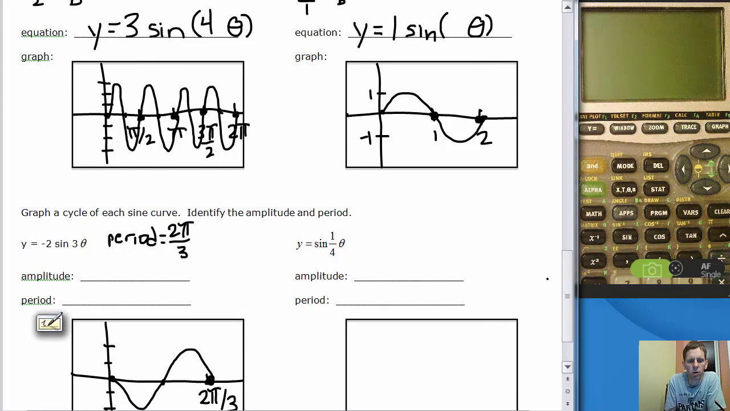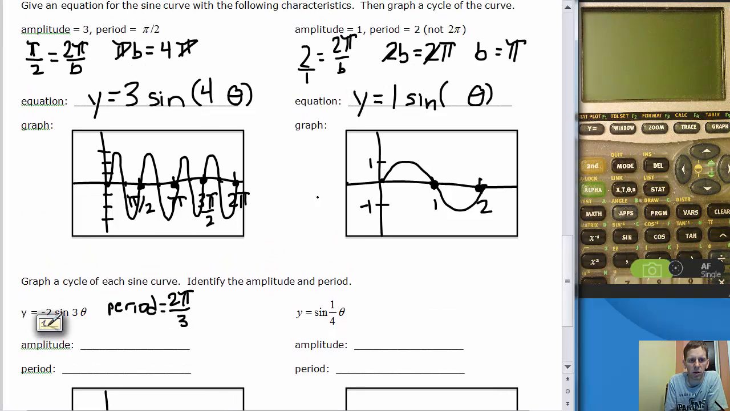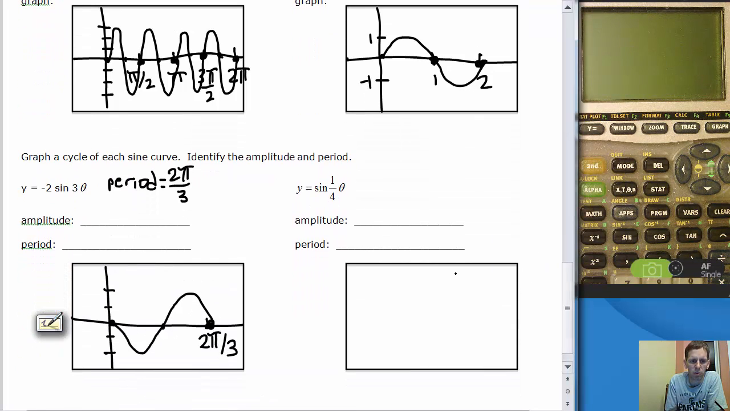Notice on all these graphs, what am I looking for on the horizontal axis? I want to see where the period is. So if the period is pi over 2, I should at least see that value on your graph. If the period is 2, I should see the value going through 2. If the period is 2 pi over 3, I want to see 2 pi over 3 labeled on your graph. The amplitude of this graph again is 2. It's the absolute value of A, so it's the absolute value of negative 2, which is 2, and the period is 2 pi over 3.